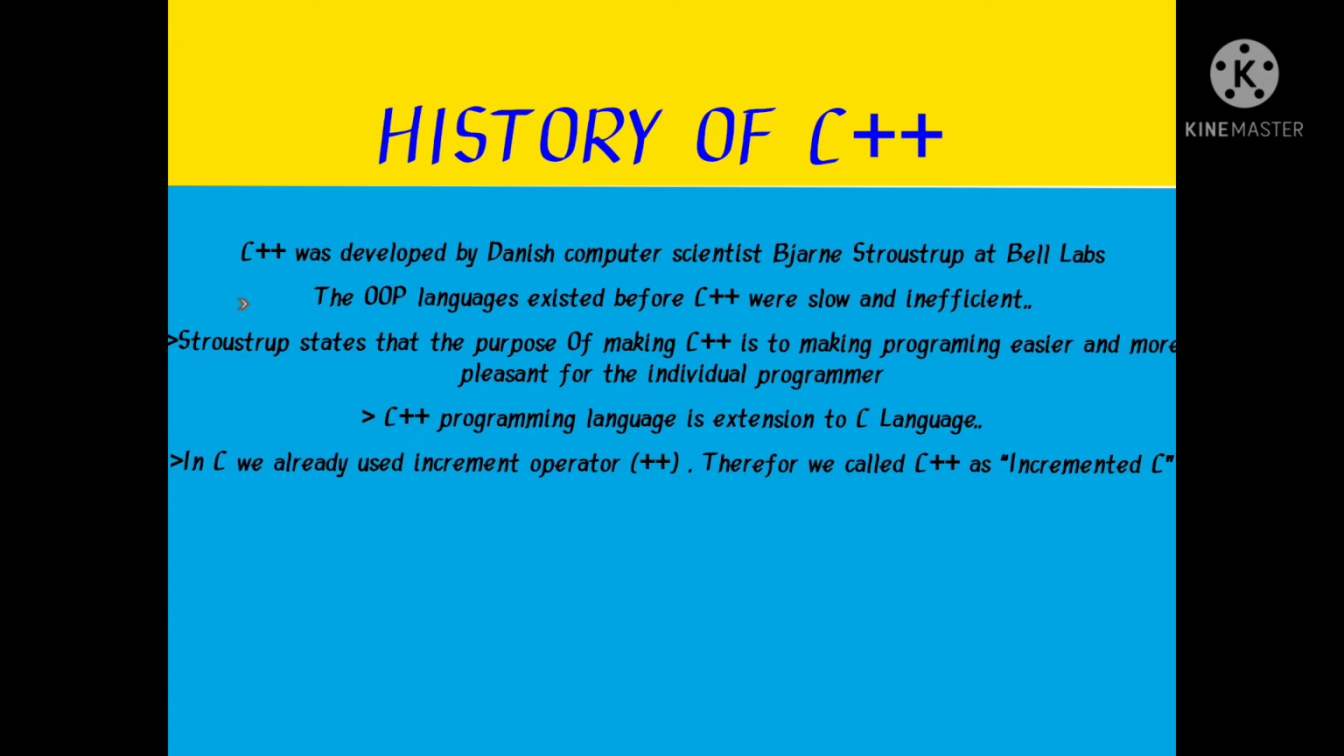The next point in the history of C++ is that Stroustrup states that the purpose of making C++ is to make programming easier and more pleasant for the individual programmer. It means he wanted to make it easier and more convenient for users, with more grip over it. As I have told you earlier, C++ is a programming language, the extension of C language. It means it is the updated version of C language.